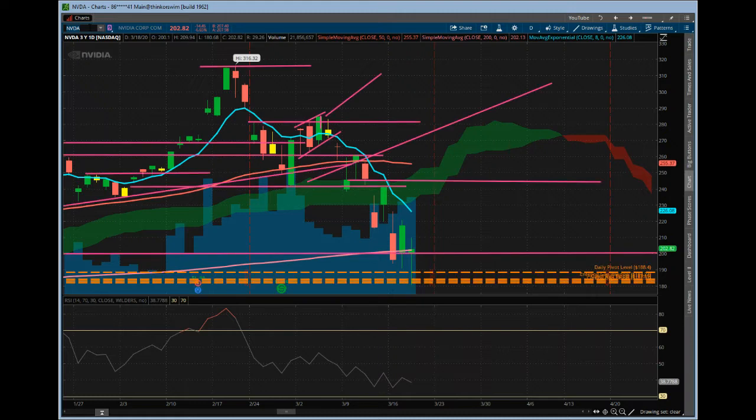Yeah, Nvidia. So Nvidia is pretty interesting right here. So we are below its recent trend line right here. We've got a macro trend line right here. We got this guy going right here.